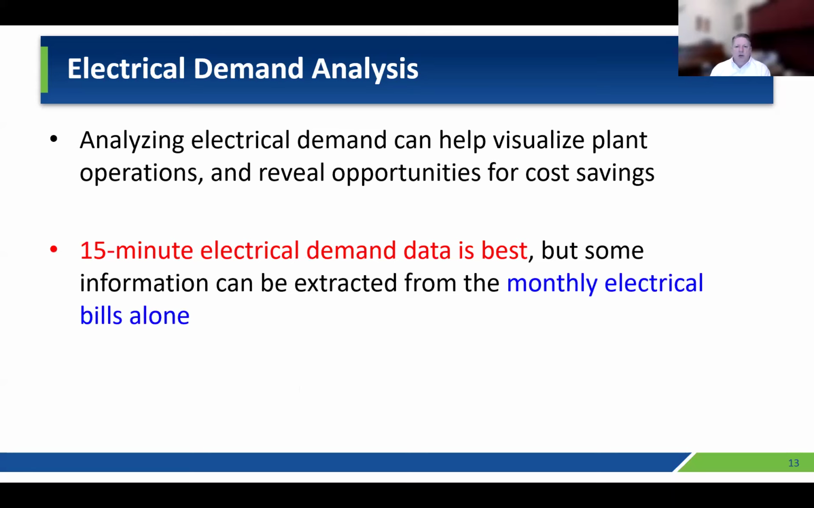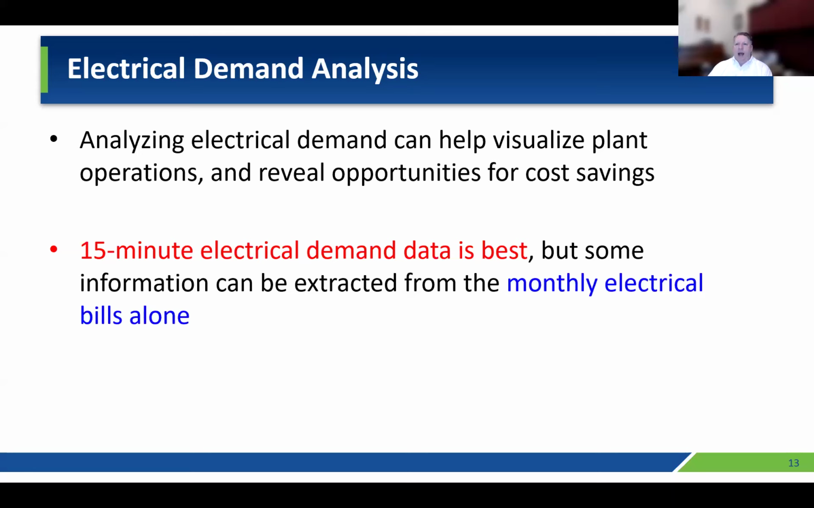Now, one thing you can do is request your 15-minute demand data from your electrical provider. They'll either provide it for you in a large comma delimited file, or they'll point you to an online portal where you can download it yourself. But in essence, this is giving you that 15-minute power data that's being communicated from your smart meter.